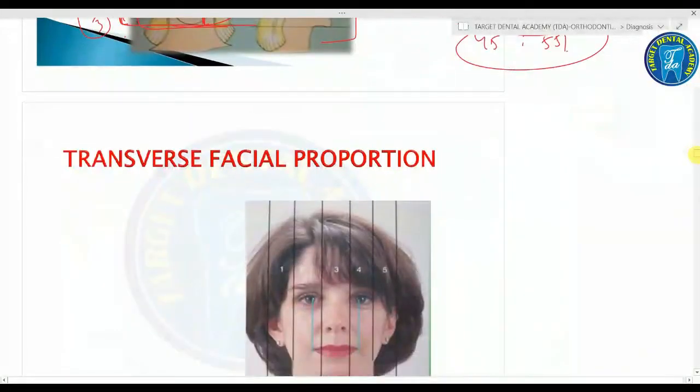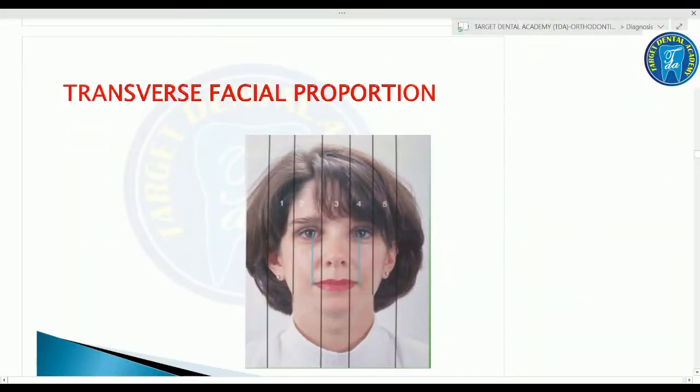So after this, next is the transverse facial proportion. Very important. In this, you can draw basically the facial proportion, or the face is divided into 5 equal parts. You can draw a line from the inner canthus, 1 line, this is the 2nd line. The 3rd line is from the outer canthus. These 4 lines divide the face into the 5 equal parts.